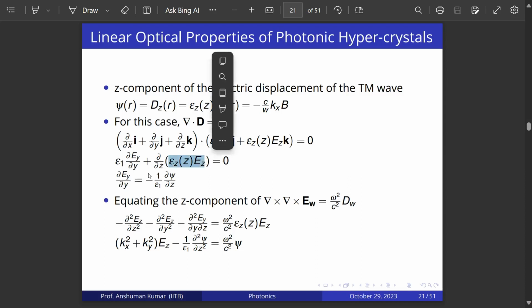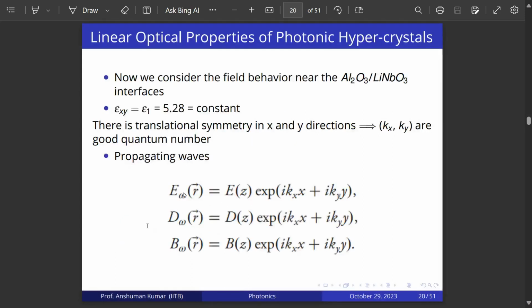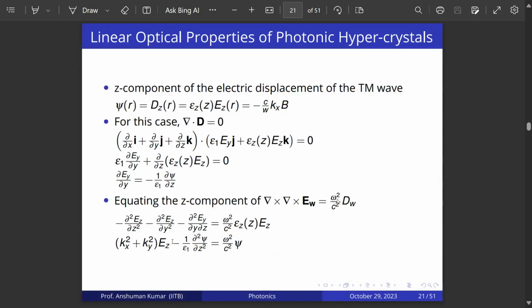So this is psi. And now we can write del Ey by del y equals minus 1 over epsilon 1 del psi by del z. So equating the z component of the Maxwell equation again, we find this expression. And earlier we had the expression for the electric field as this, and now we say that it's kx square plus ky square times Ez minus 1 upon epsilon 1 del 2 psi by del z square. This can be substituted here.